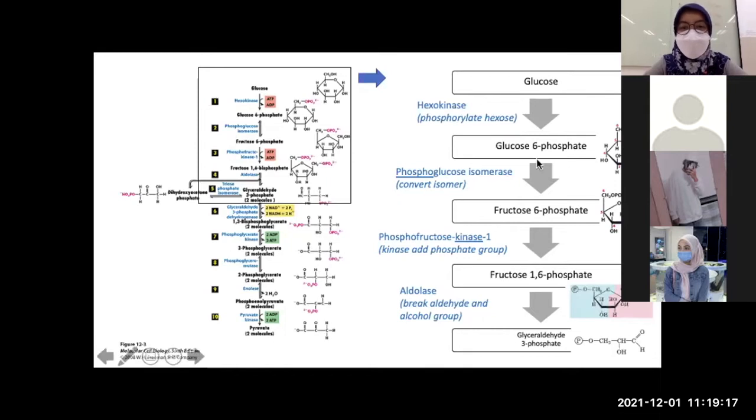Next, glucose 6-phosphate will be converted into fructose 6-phosphate. They have the same chemical formula but different arrangement. The enzyme catalyzing this reaction is isomerase. Remember, isomerase is about just changing the structure, but the chemical formula is the same. So it will convert glucose 6-phosphate into fructose 6-phosphate, and the enzyme would be isomerase.